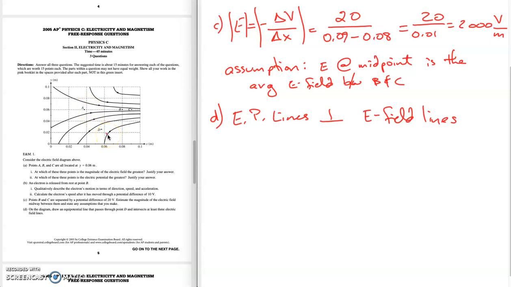So draw an electric field line here, electric field line here, electric field line there, electric field line there. And then we connect them to make sure that they go through point D, and you should have something that curves up like so. And we need to make sure that we indicate that we think that this thing is perpendicular to these guys.